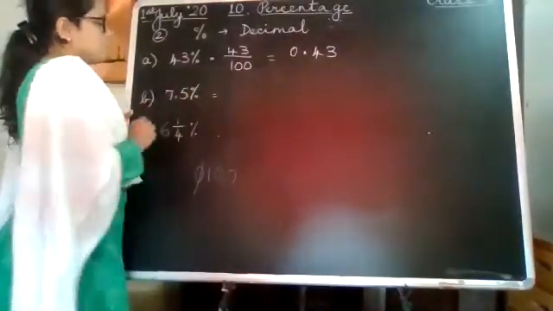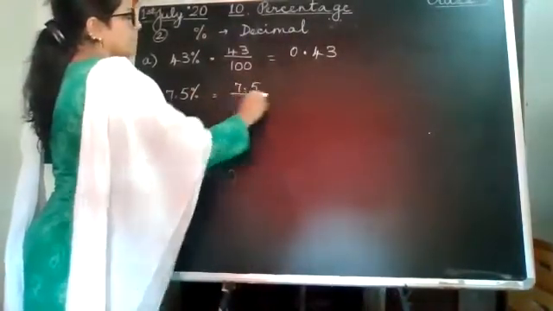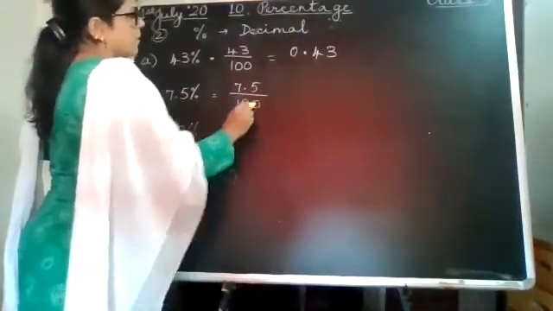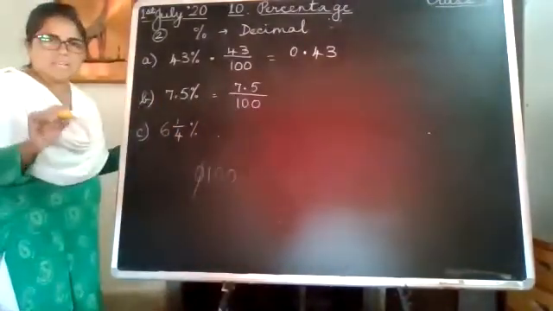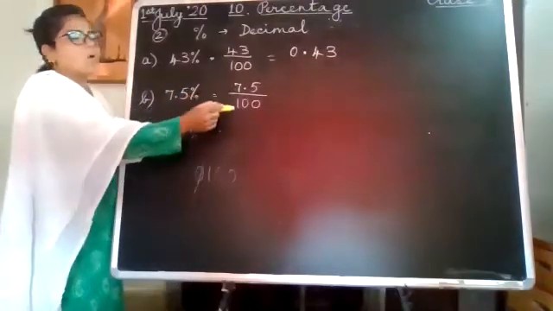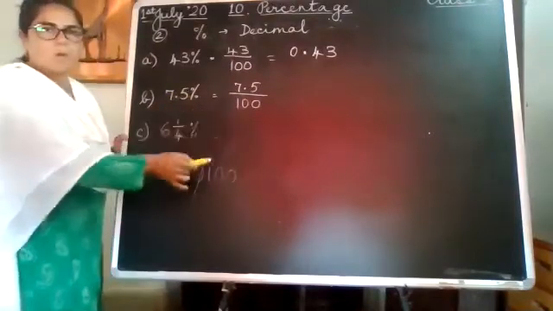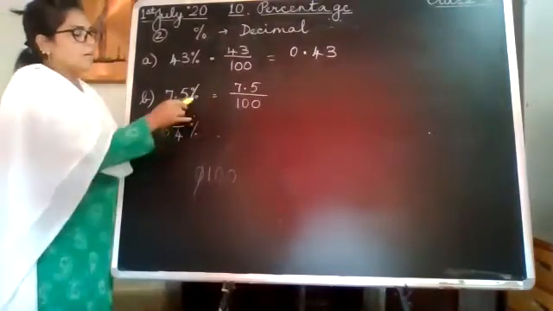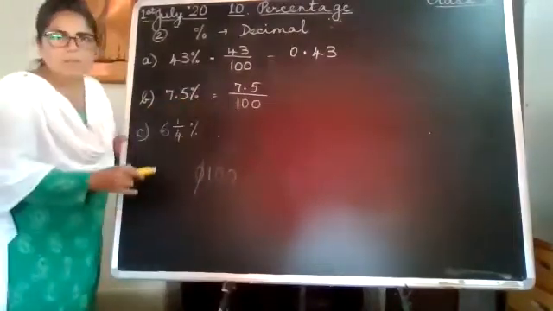7.5%. So first of all, what does that mean? 7.5 upon 100. So don't make any other change. Just remove the percentage sign. The percentage sign is already given. It means upon 100. So I remove the sign by putting upon 100. Once you have put upon 100, you have to forget this, because instead of this, you have written upon 100.